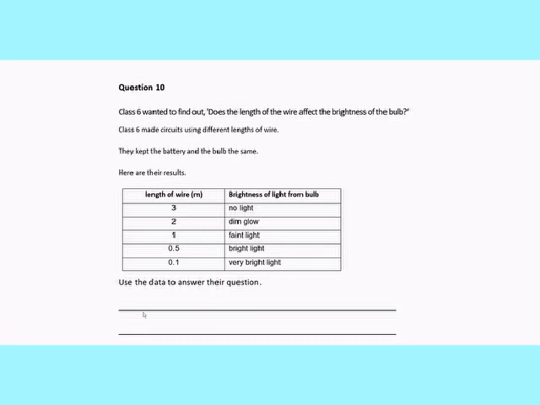Length of wire in meters and the brightness of the light from the bulb. So look at the table. Now, I would like you to use the data to answer their question. Go back to their question, which is, does the length of the wire affect the brightness of the bulb? From the result table, what does it show? Record your explanation down now.